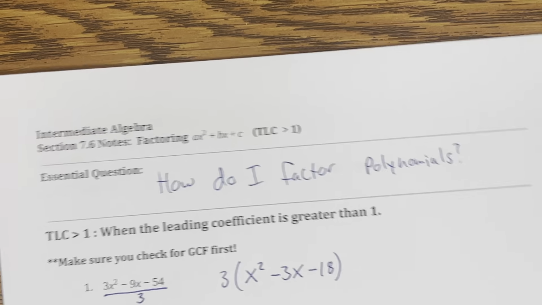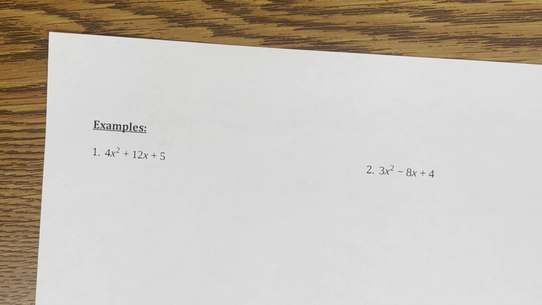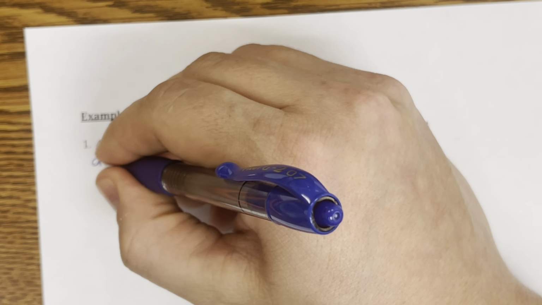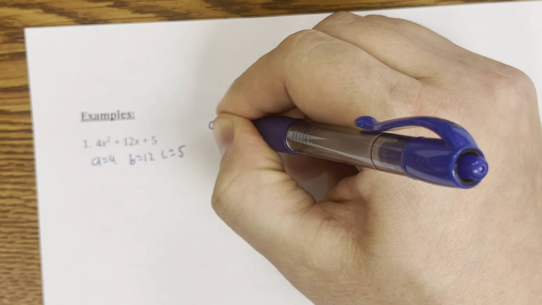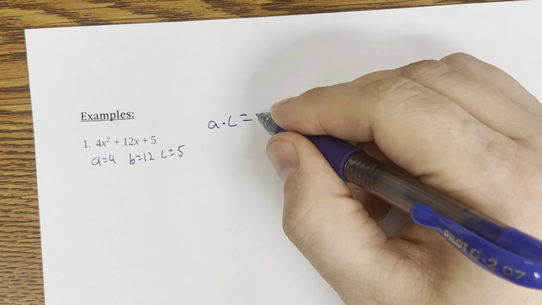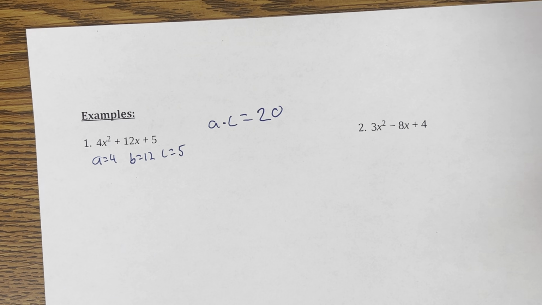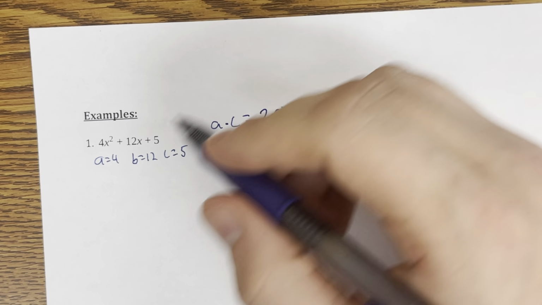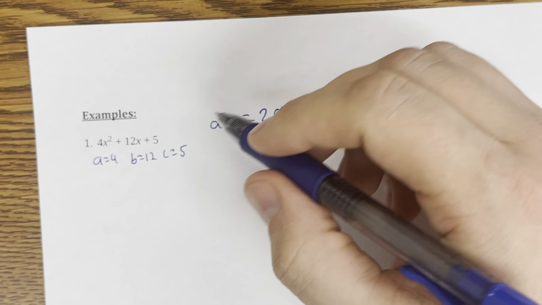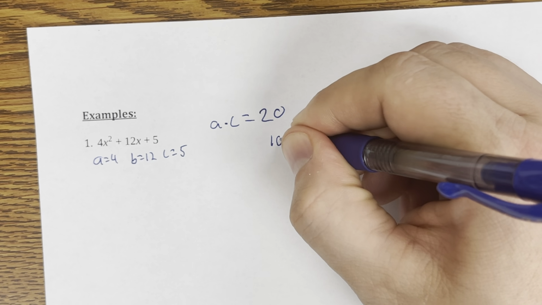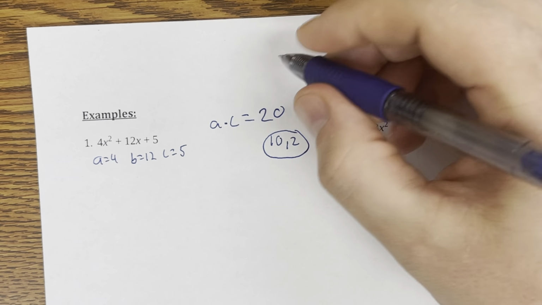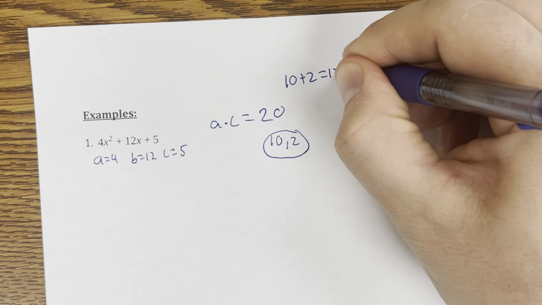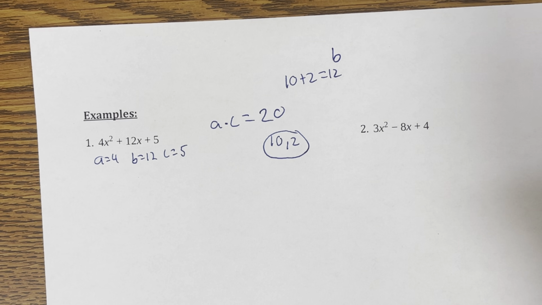That's the AC method. We got a couple more examples here. So first step, we have to multiply A and C. So we're looking for A is 4, B is 12, C is 5. So A times C is equal to 4 times 5, that's 20. Now we have to find the factors of 20 that add up to the middle term of 12. So factors of 20 that add up to 12 are 10 and 2. Okay, 10 plus 2 is 12. And that's our B, that middle term.